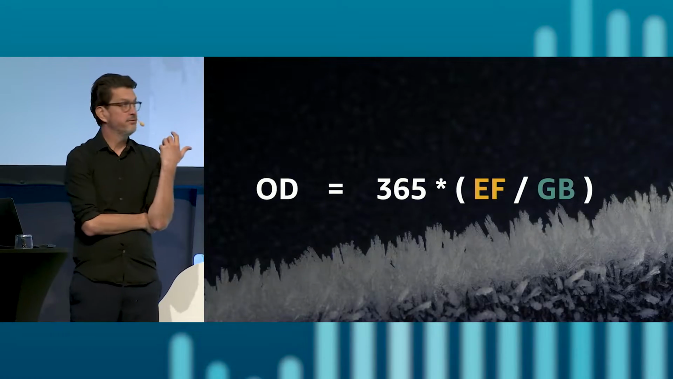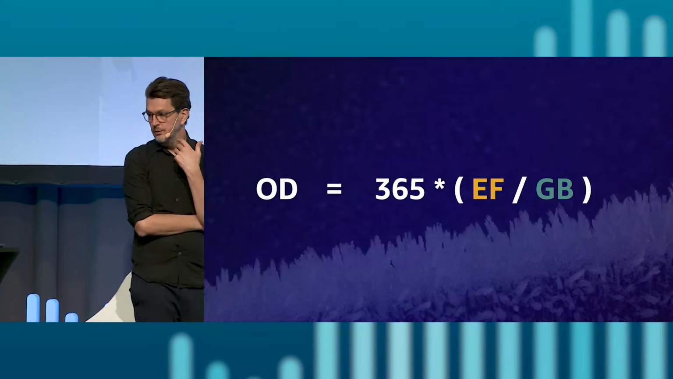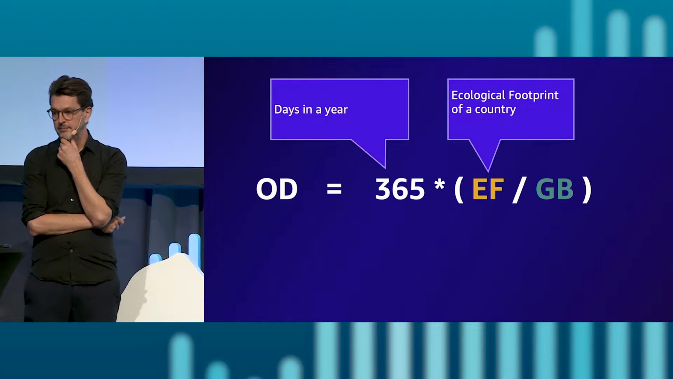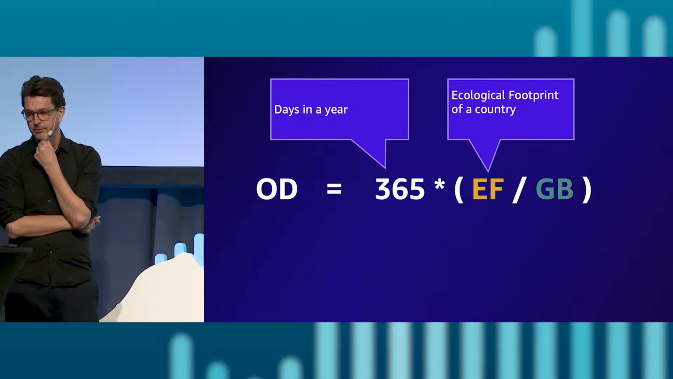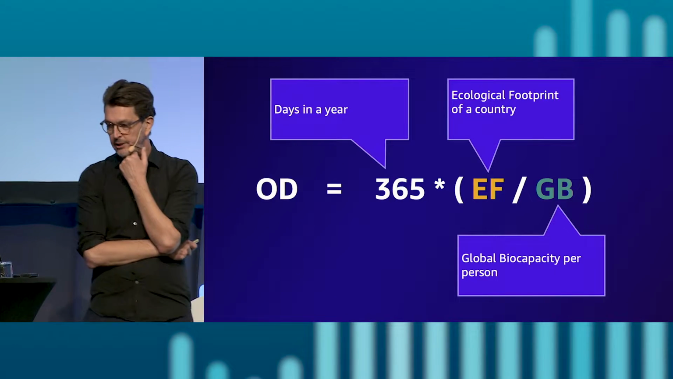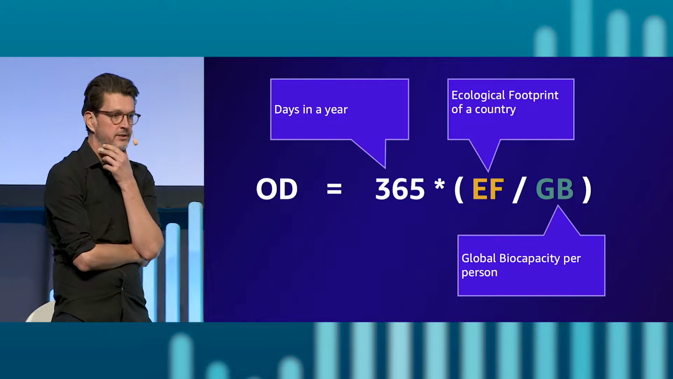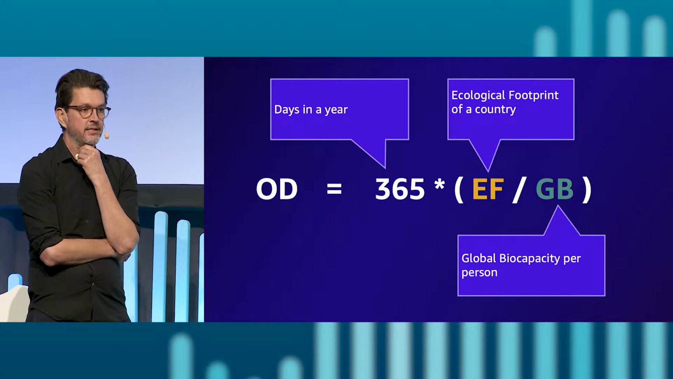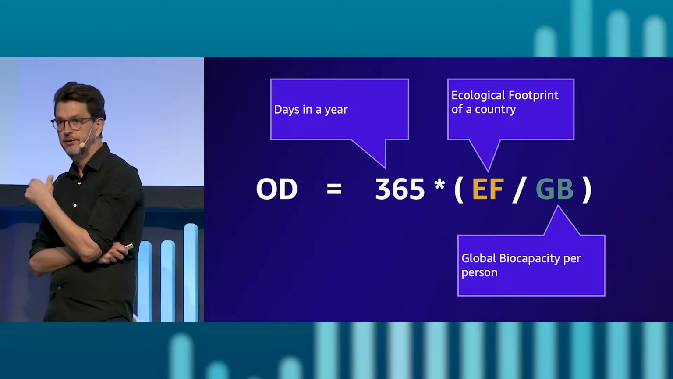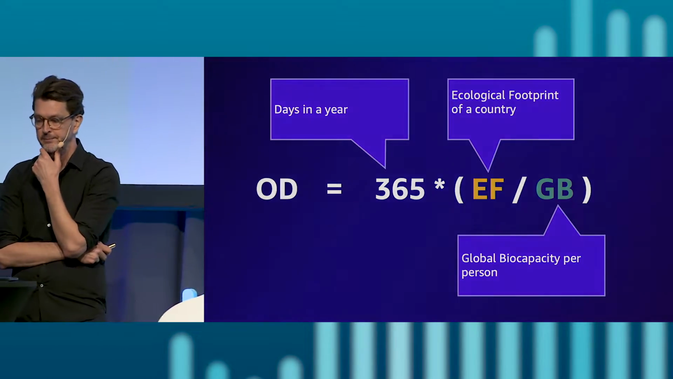And World Overshoot Day is calculated by this formula. So we take the 365 days per year, and you divide the ecological footprint of a country by the global biocapacity, and both per person. And from that, you get the individual date for one country. And then all of these are added together, and you get the World Overshoot Day.